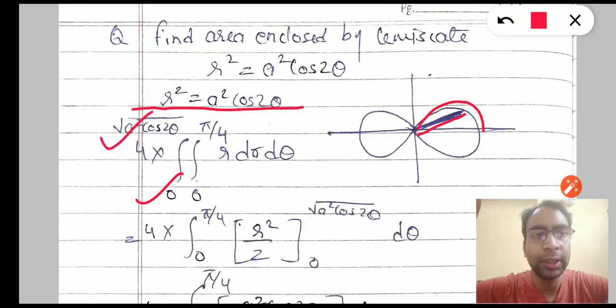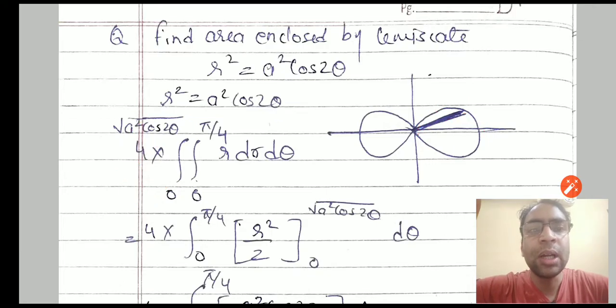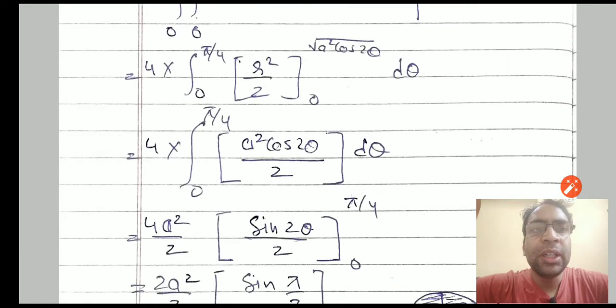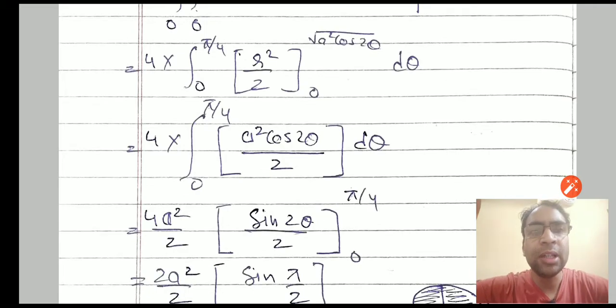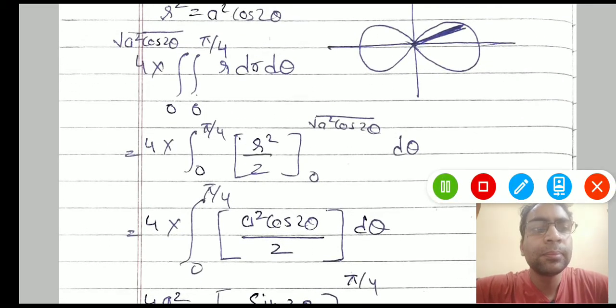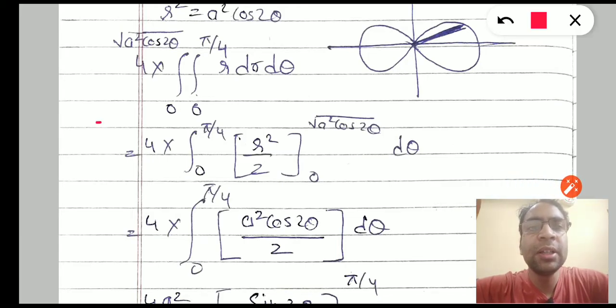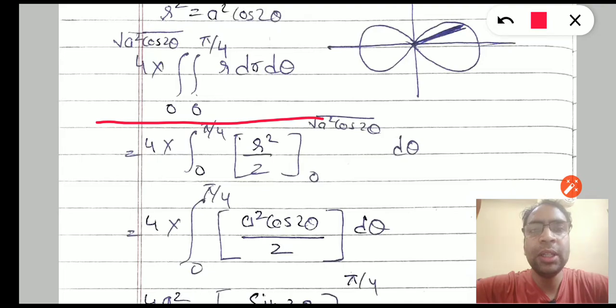As I have already told you, the lemniscate is symmetric in all the quadrants, so we will calculate the area of one quadrant and multiply it by 4. This is how we create the double integral. The integral becomes 4 times the integral from theta 0 to pi by 4, and r from 0 to under root a square cos 2 theta, of r dr d theta.